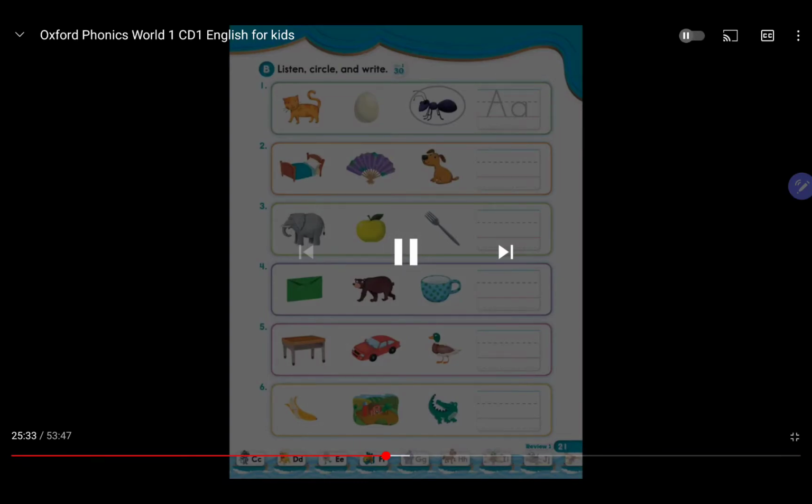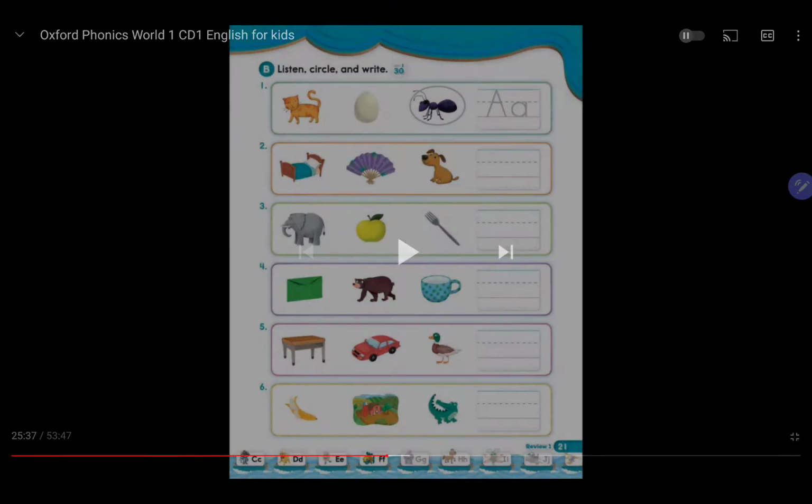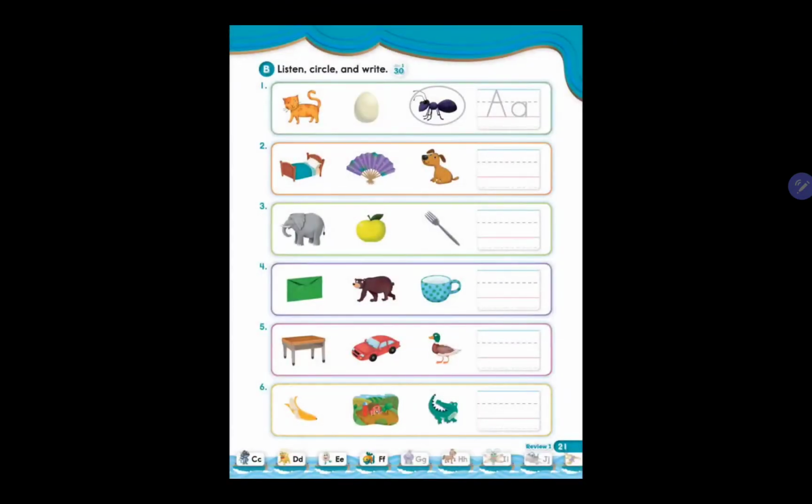4. Cup. Okay, let's do number 4. Cup. Is that a cup? No. Is that a cup? No. Is that a cup? Yes. Let's circle cup. What does cup start with? A, B, C, D, E, F? You are right. The letter C. Cup. Very good. Now let's listen to number 5.